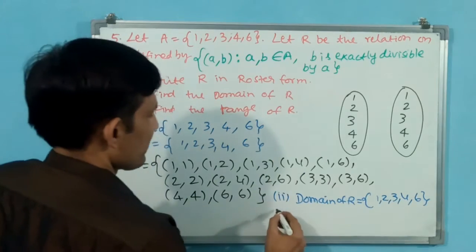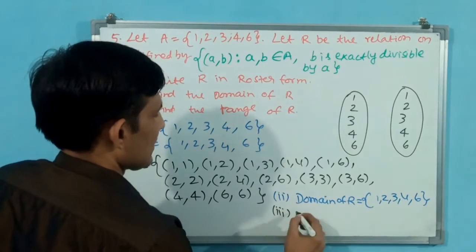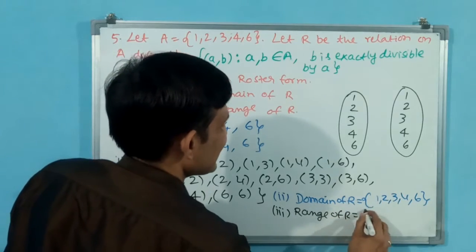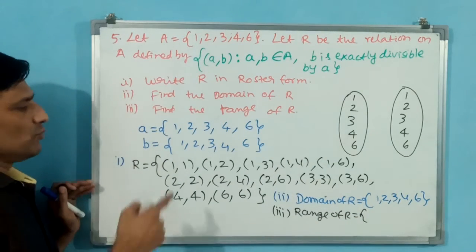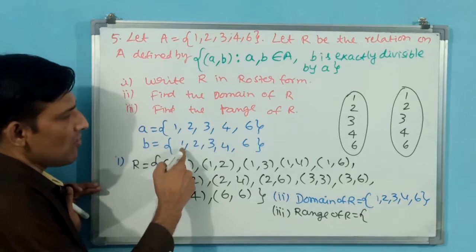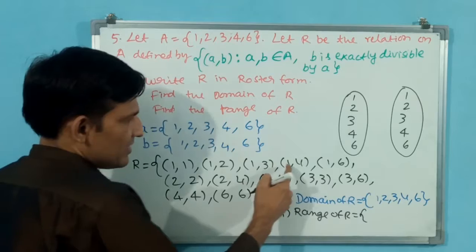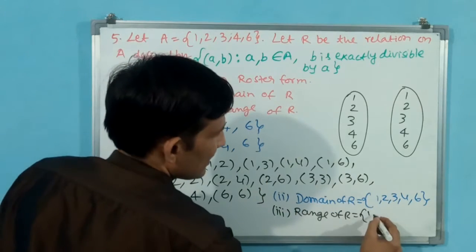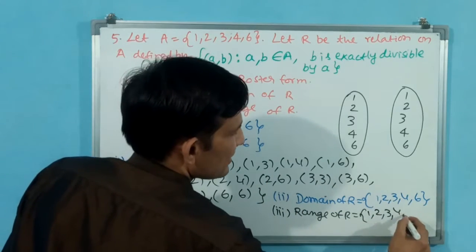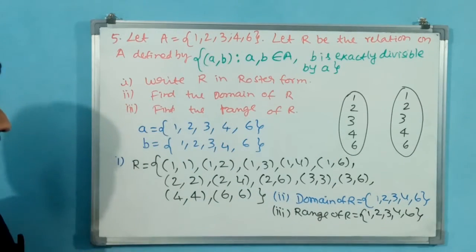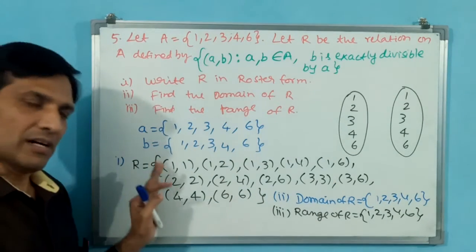Okay? Come to the third part. Find the range. Range of R. Same story. You see, in the y coordinate, all are there: 1, 2, 3, 4, 6. You see, 1 is there, 2 is there, 3 is there, 4 is there, 6 is there. Okay? You understand the question?